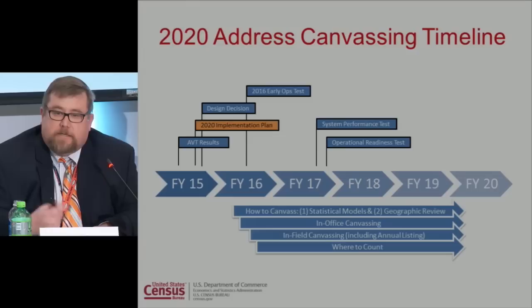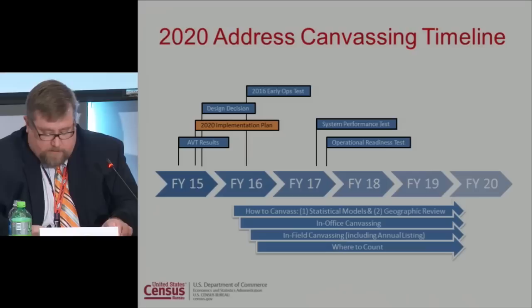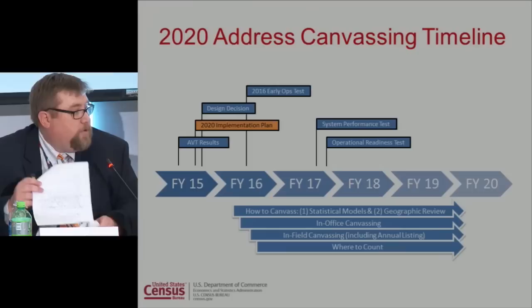In 2017, we're going to begin a series of system performance testing leading up to an operational readiness test the following year. As stated earlier, more information on how we will conduct 2020 address canvassing will be documented in the implementation plan as well as the operational plan. In the upcoming slides, I'm going to discuss ongoing research that we will complete this fiscal year, which is critical to the planning process for 2020 address canvassing.